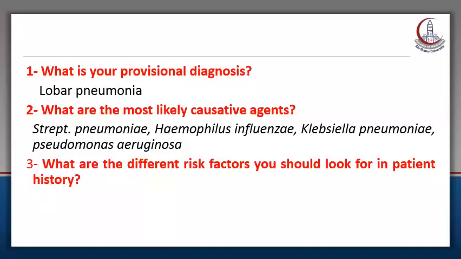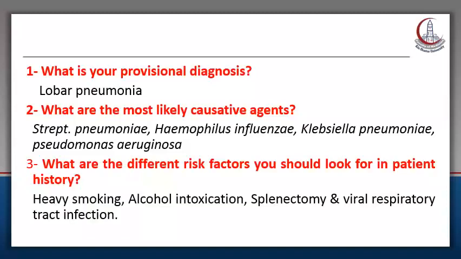What are the different risk factors you should look for in patient history? As you are taking the history from the patient, you should notice if he is a heavy smoker, if he is alcoholic, and if he had splenectomy before. If he had splenectomy, it will be an indication for Strep pneumoniae infection. And last, history of viral respiratory tract infection, as the bacterial pneumonia is a common complication of the viral respiratory tract infection.